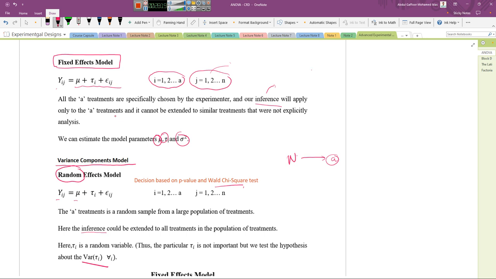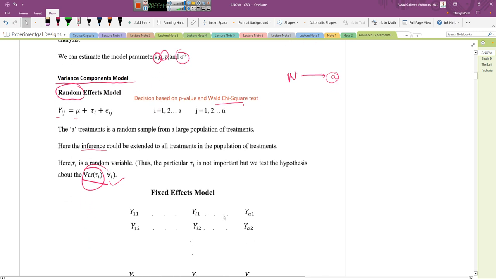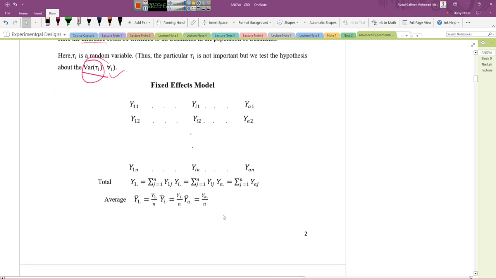Basically, we will say all mu i are the same. For example, the means of all the treatments are the same. This is what we will write, or we will test as the hypothesis. But in the random effect model, we will check the variance of the treatment effects, right? So this is a completely different approach from the fixed effect model. So we are not going to talk about this right now.